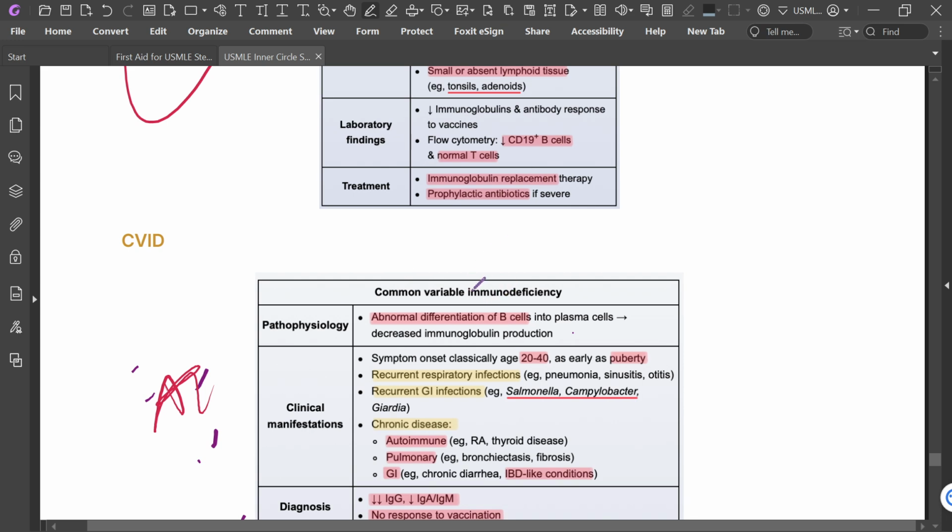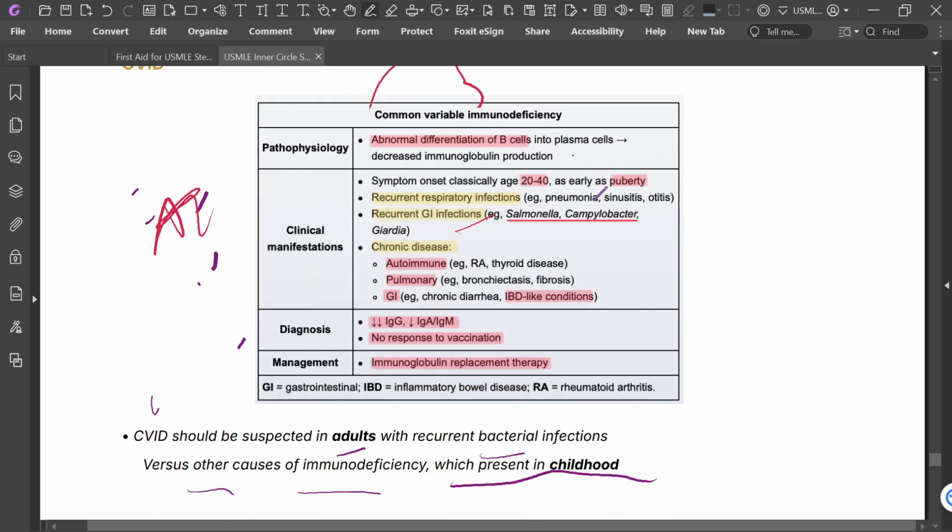CVID is abnormal differentiation. C goes with the D, differentiation of the B cell into plasma cell. So there is decreased immunoglobulin production. There is recurrent respiratory tract infection, sinusitis, otitis media, recurrent GI infection, salmonella, campylobacter, giardia. There may be chronic causes, autoimmune RA, thyroid disorder, pulmonary bronchitis, fibrosis, and GI: chronic diarrhea, IBD-like condition. Decreased IgG and IgM, and no response to vaccination.